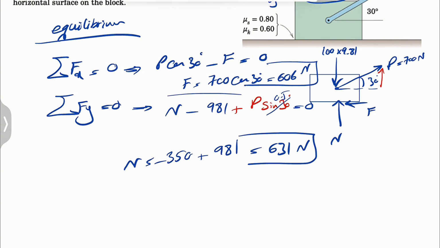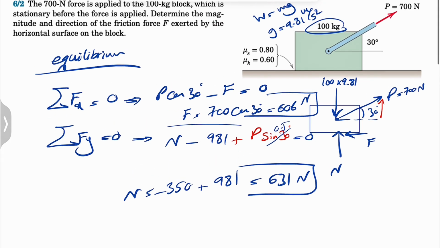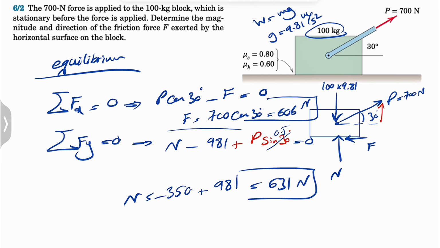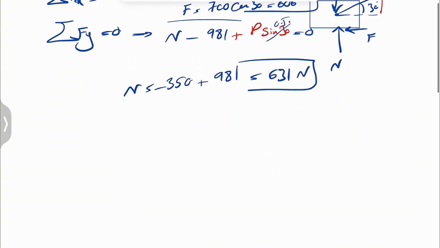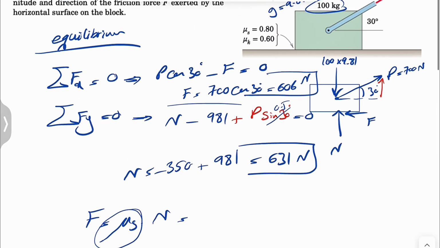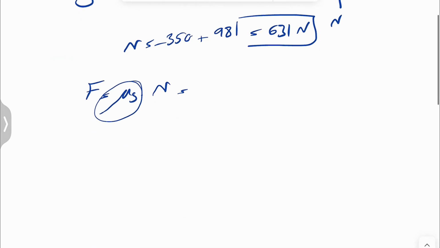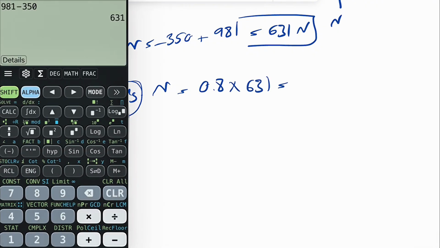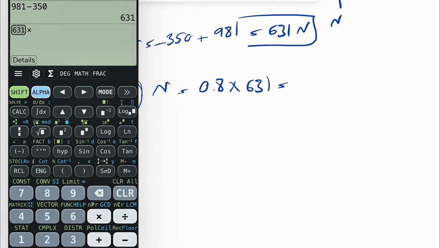But again, we don't know if we are in equilibrium or not. In order to verify that, one thing that we need to check is that we know this box is going to move once it passes the maximum friction. How do we find the maximum friction? It's going to be the static coefficient times the normal force. So we have the static coefficient of friction 0.8, so 0.8 times the normal force 631. Let's see what we get. This is going to be roughly 505 newtons.